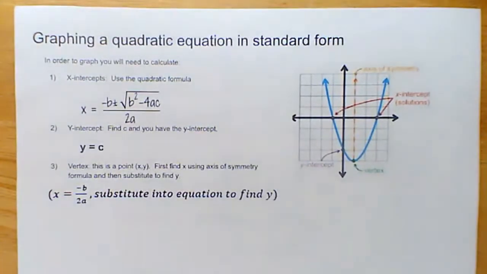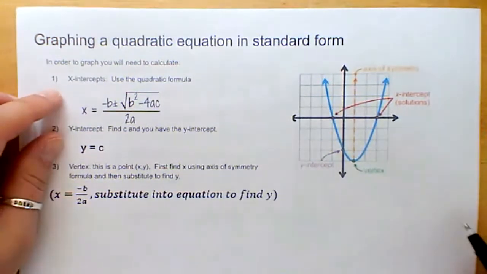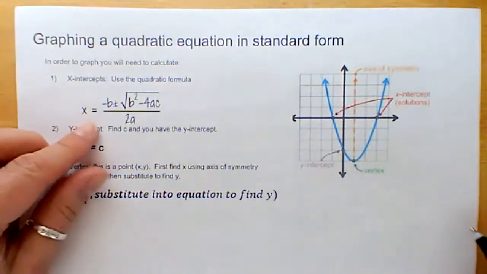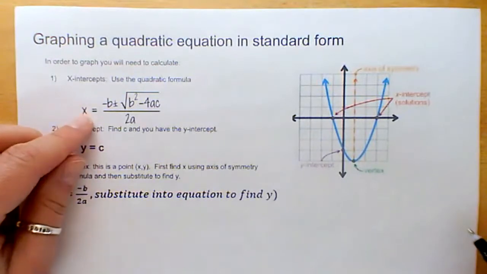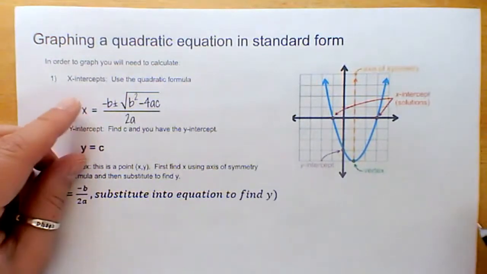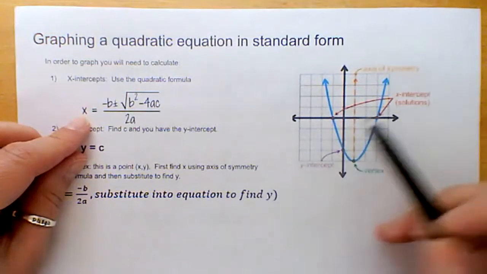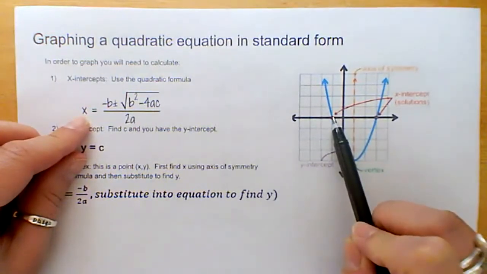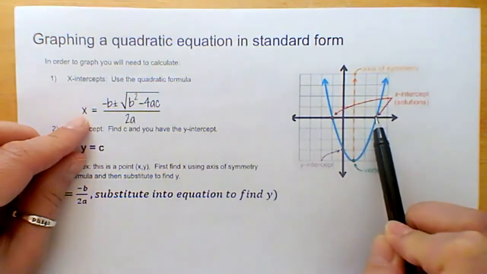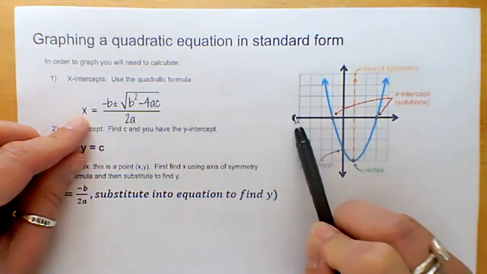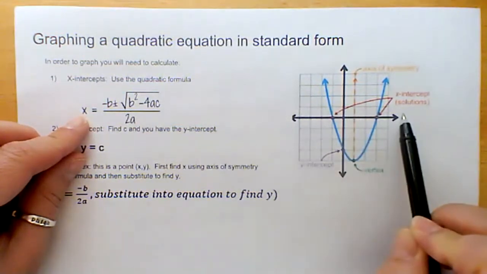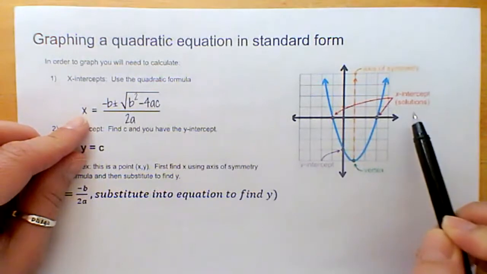So, graphing a quadratic equation in standard form. In order to graph these, there are three things we are going to be needing. The first thing is the x-intercepts. Now we've actually been practicing the quadratic formula to get the x-intercepts. And so those are the first 2 points that we're going to need. One x-intercept here and one x-intercept here. Sometimes it might be on the negative side, sometimes it might be on the positive side. We're going to look at that in a minute.